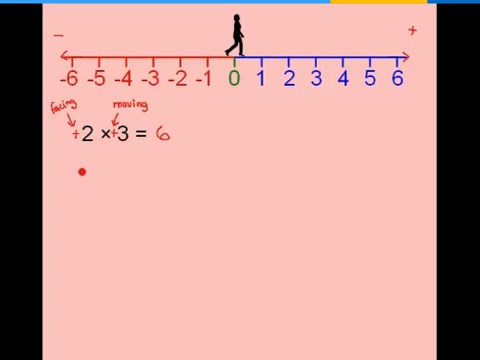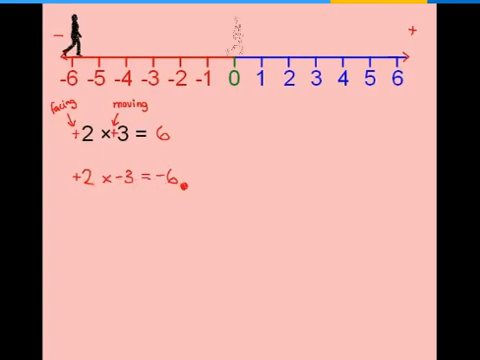But what about something like 2 times minus 3? So this, remember, is a positive 2, so we know that she's facing the positive direction. She's going to take 2 steps at a time, but this time she's going to move backwards because of this minus here, and she's going to do that 3 times. So that's 2 steps backwards once, twice, 3 times, and we can see that our lady has ended up at the number minus 6. So positive 2 times negative 3 gives us minus 6, or 2 times minus 3 is minus 6.